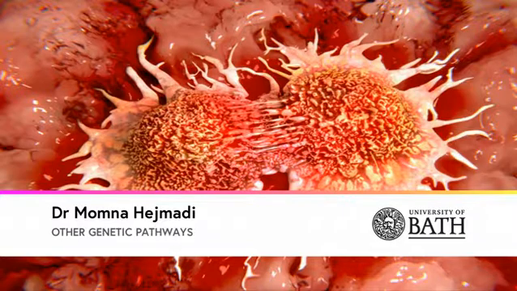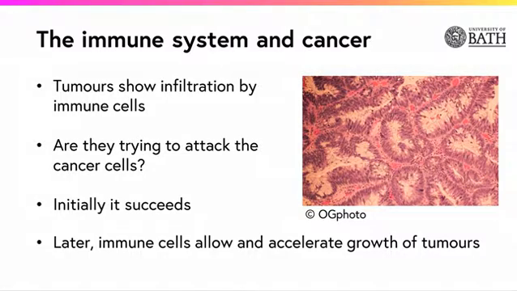So you've seen how cancer stem cells give rise to certain types of cancers. Now let's look at some of the other genetic pathways that have been implicated in the roads to cancer development. The first one is, what is the link between the immune system and cancer?